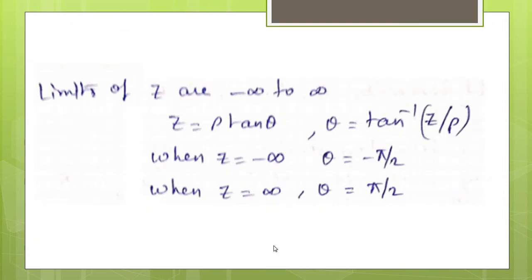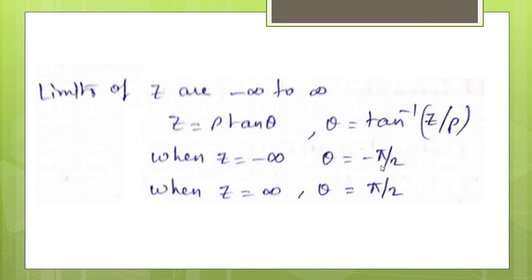Now here we have changed the limits of z to theta. So earlier the limits of z were between minus infinity to plus infinity. Now we need to change the limits of z into theta. So z is equal to rho tan theta. So from this, theta will be equal to tan inverse of z by rho. So limits of z are between minus infinity to plus infinity. So put z is equal to minus infinity in place of this z. So we get theta is equal to minus pi by 2. Put z is equal to plus infinity, we get theta is equal to plus pi by 2.